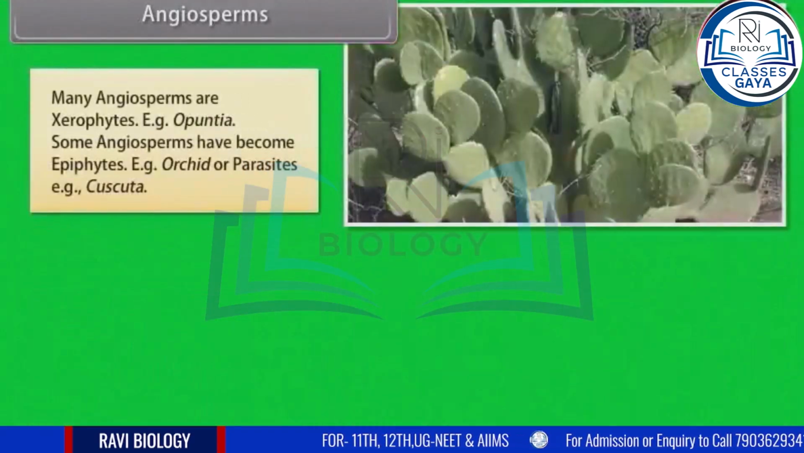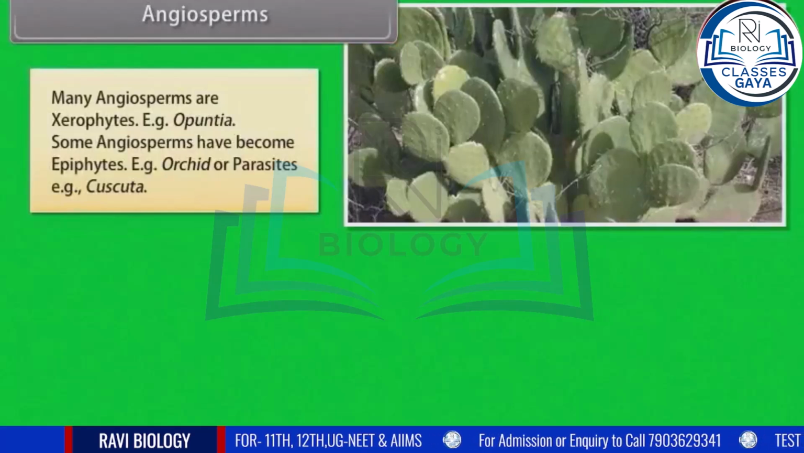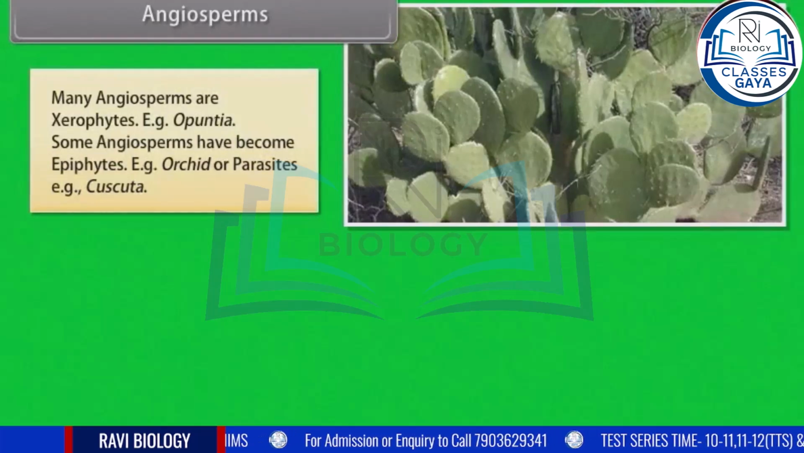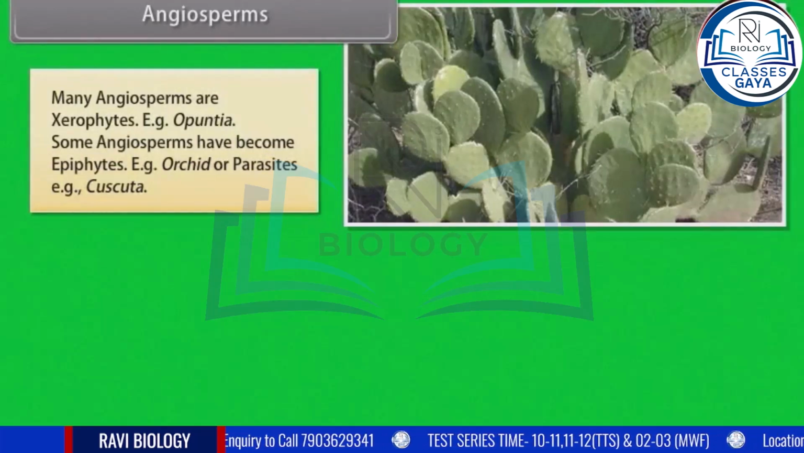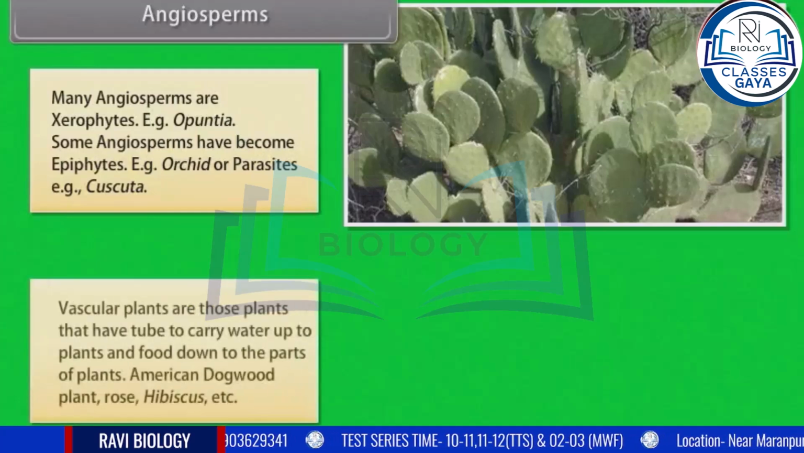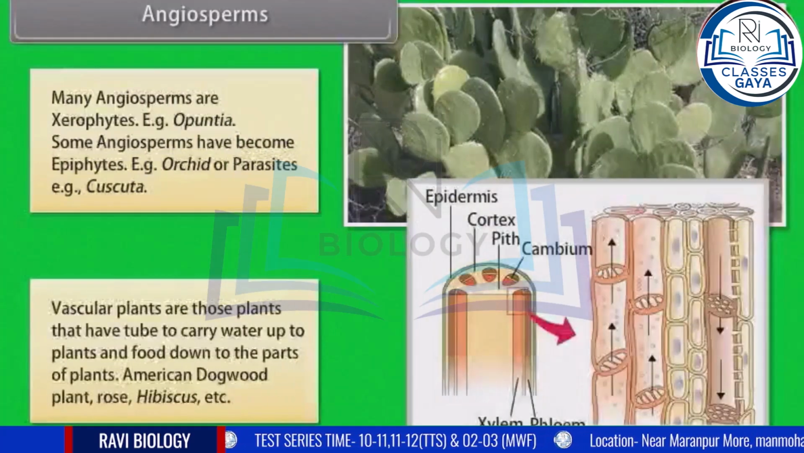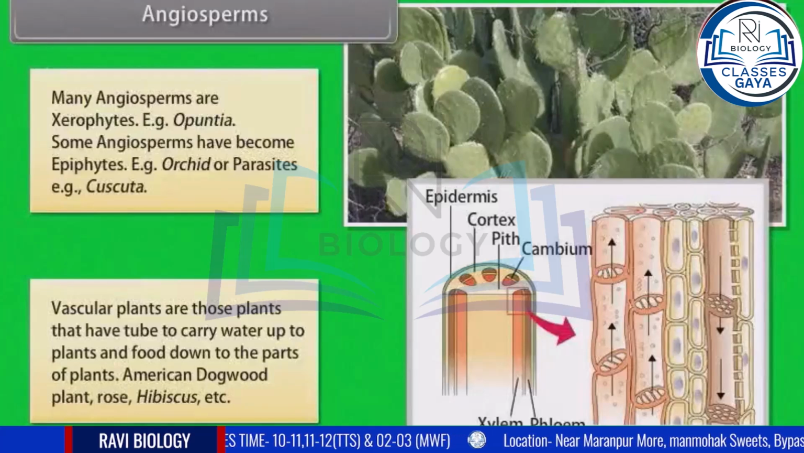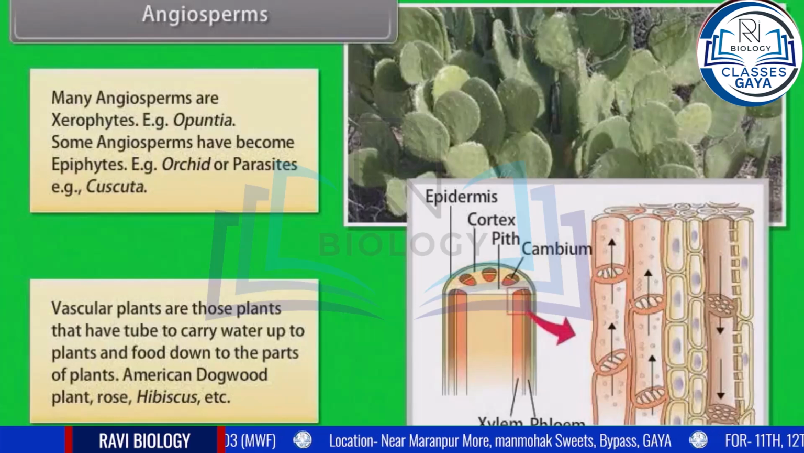Many angiosperms are xerophytes. Example, Opuntia. Some angiosperms have become epiphytes. Example, orchid, or parasites. Example, Cuscuta. Vascular plants are those plants that have tubes to carry water up to the plants and food down to the parts of plants. Examples are American dogwood plant, rose, hibiscus, etc.